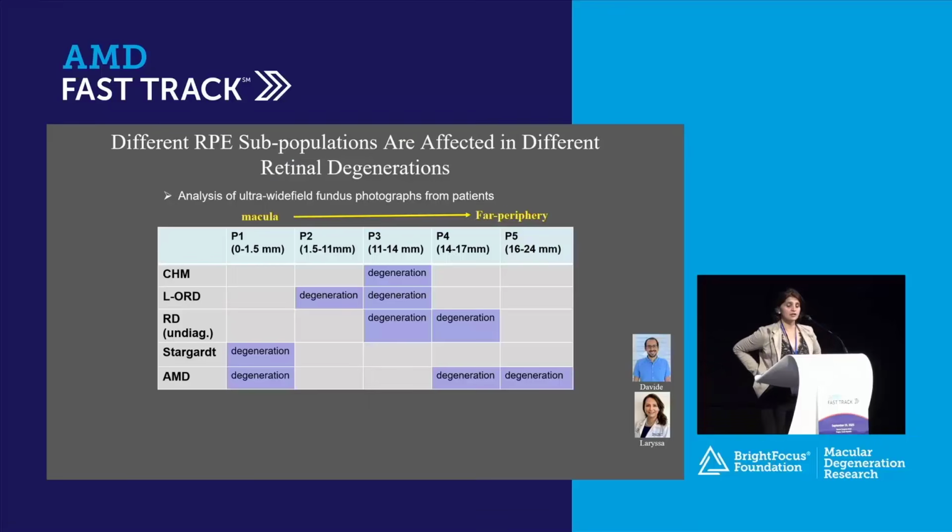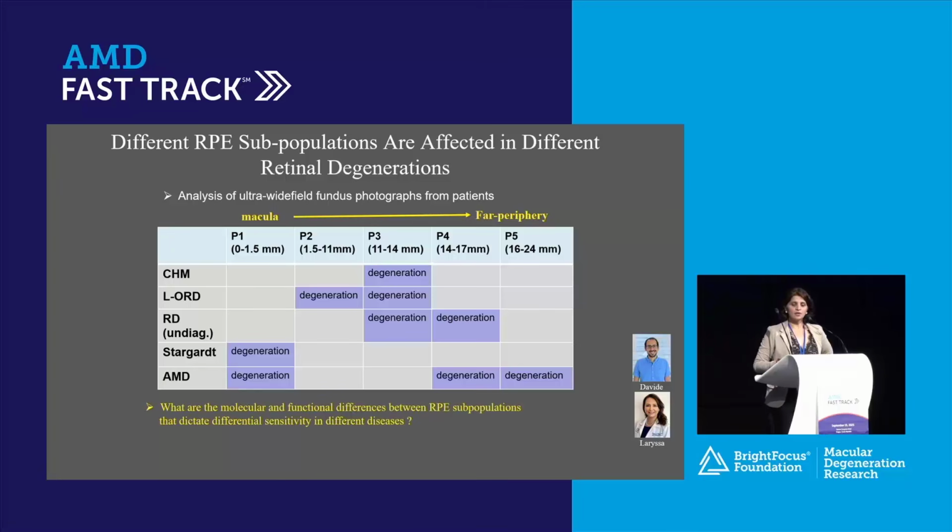For example, if you see the top panel, top row, choroideremia, we see the degeneration in P3 for the late onset retinal degeneration, which is caused by the mutation in CTRP5. We see P2 and P3 gets degenerated, and in another patient with retinal degeneration, we saw, again, P3 and P4. Stargardt and AMD, no surprise to us, is a maculopathy disease. So we saw P1 was affected, but we also saw in AMD, P4 and P5 were getting affected.